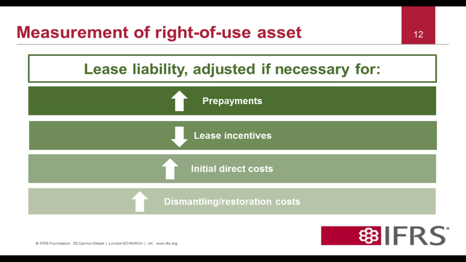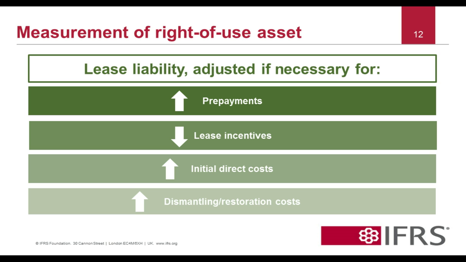It's just worth mentioning, though, the few things that may give rise to a difference between the lease liability and the right of use assets at the commencement of the lease. These are listed on the slide now. So first, any upfront lease payments. These won't be in the lease liability, as they've already been paid, but they do form part of the cost of the right of use asset, so need to be included in the measurement of the right of use asset.